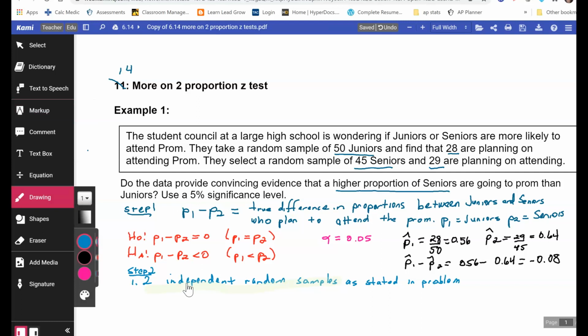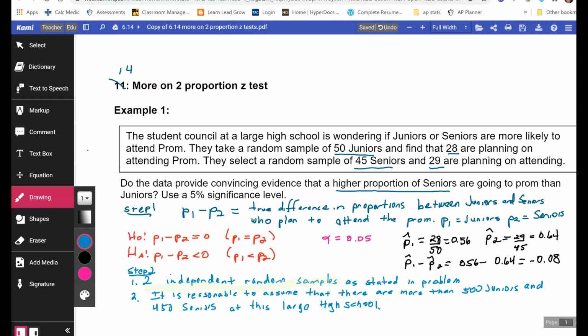It's really critical that when you're doing that first condition, since you're dealing with 2 proportions, you must clearly state that you're dealing with 2 distinct random samples. Otherwise, you will lose points on the AP exam. I'd like you now to put the video on hold and write down the second condition. So the second condition is the 10% condition. It is reasonable to assume that there are more than 500 juniors and 450 seniors at this large high school.